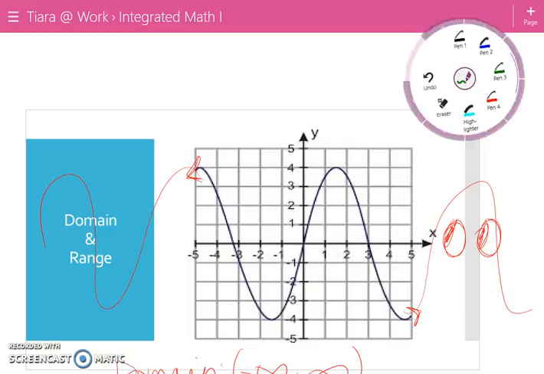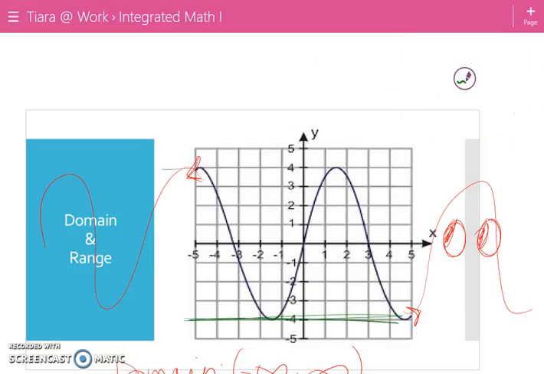And then when we look at the range, remember we're looking from the lowest to the highest.